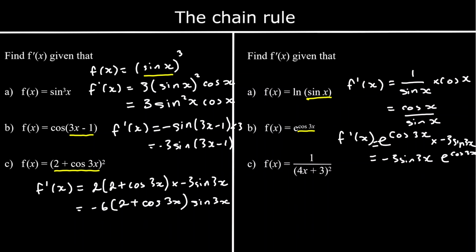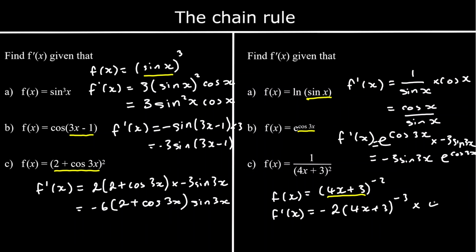And the last one, so let's rewrite it as 4x plus 3 to the power of negative 2, times by the power, take 1 off the power, and then times by the bracket differentiated, which is 4. So we get negative 8 times 4x plus 3 to the power of negative 3.